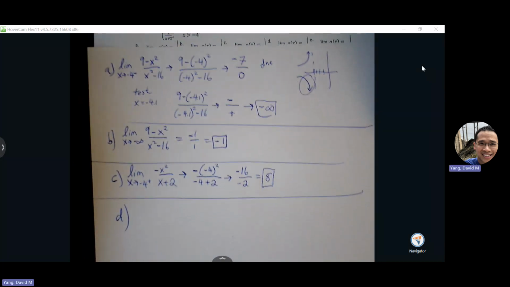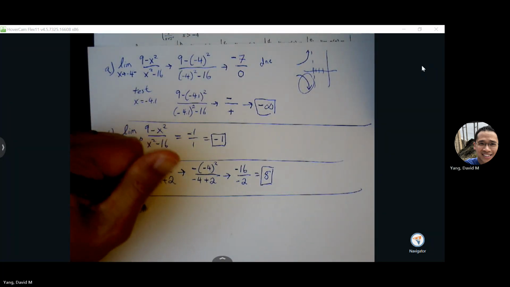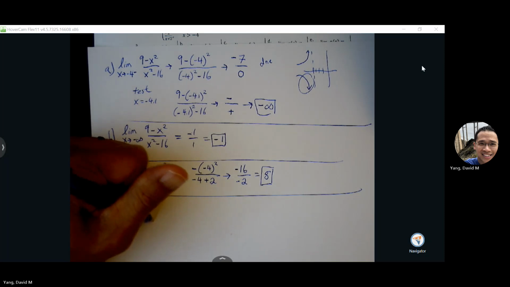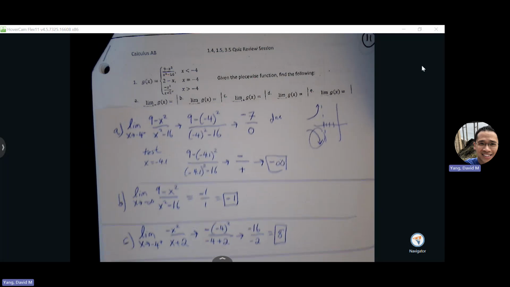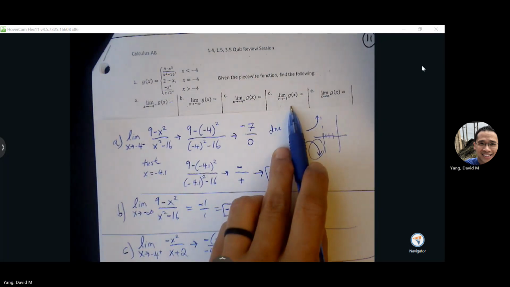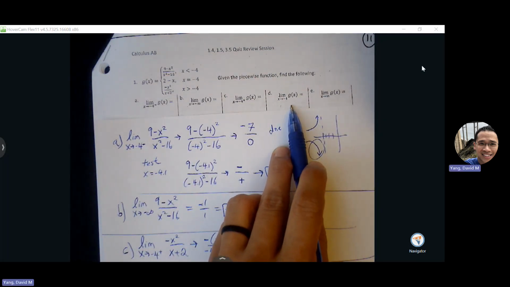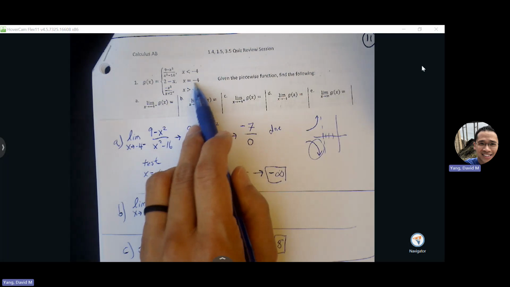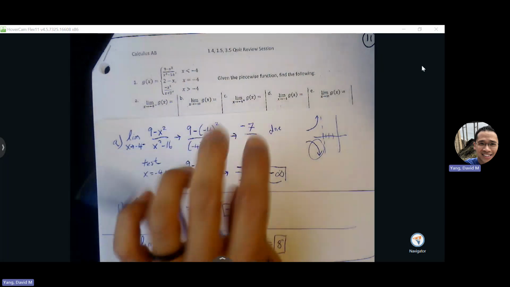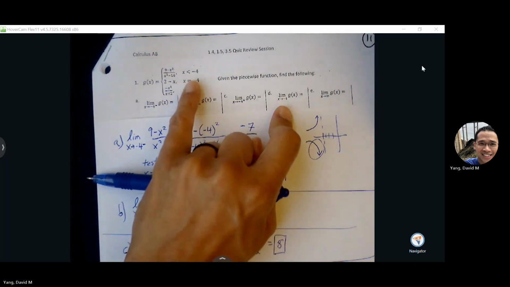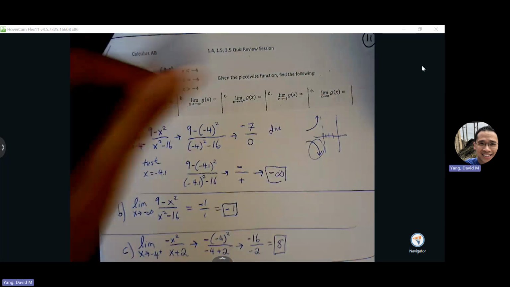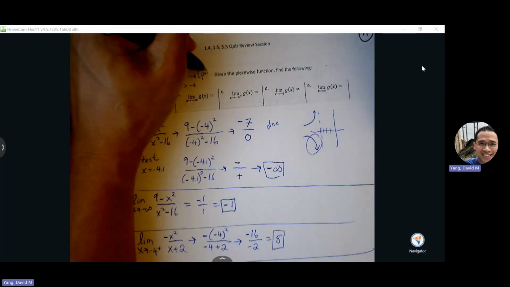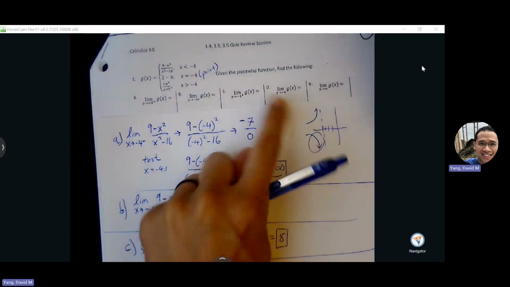Okay, part D, limit as x approaches -4. How do we do this one? We're tempted with 2 minus x because we do see that x equals -4, but what's the issue? Because this is just a what? Just a point, right? We know a point has no say on what the limit is.